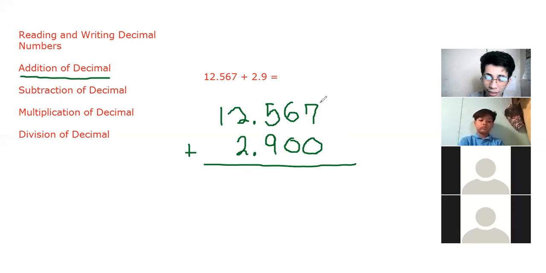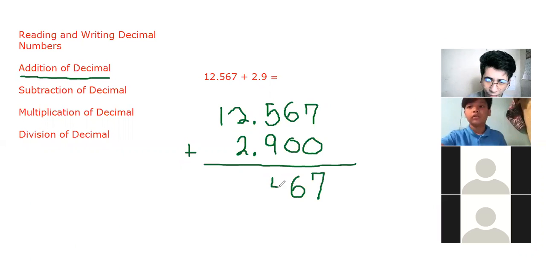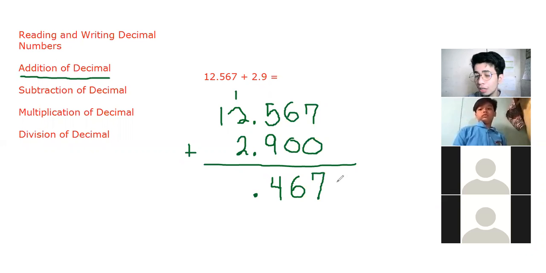Then, pag-plasin na natin. We have 7 plus 0, 7. We have 6 plus 0, 6. We have 5 plus 9. So, what is 5 plus 9? 14. So, we have carry 1. Dito natin sa 2 ilalagay. So, yung tuldok, iba-bring down din natin yung tuldok natin, yung decimal natin. Then, 1 plus 2 plus 2 is 5. 467.